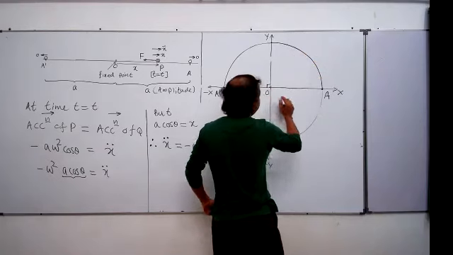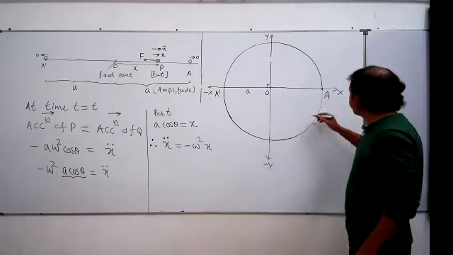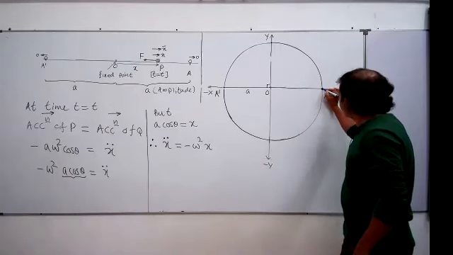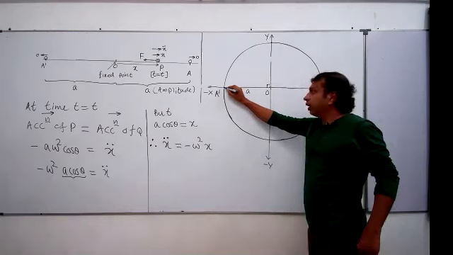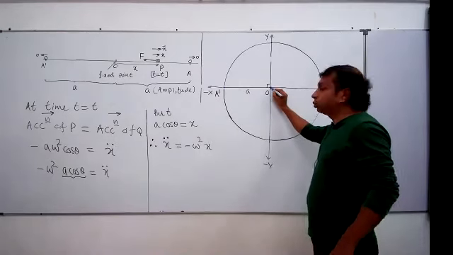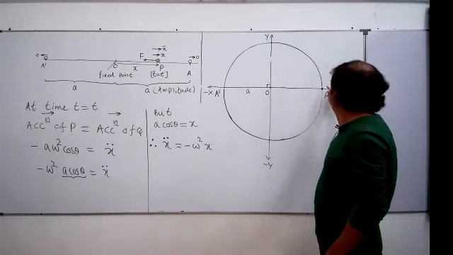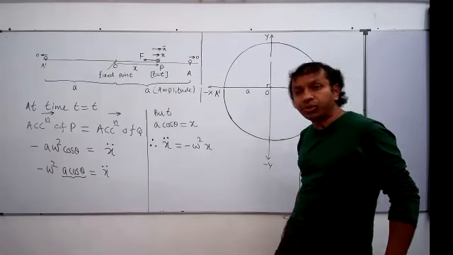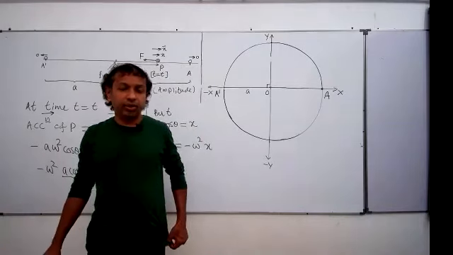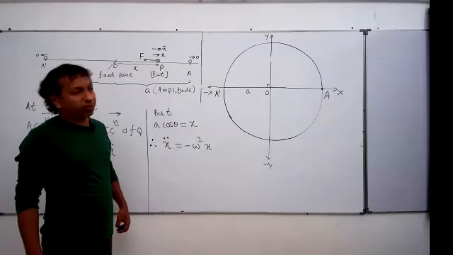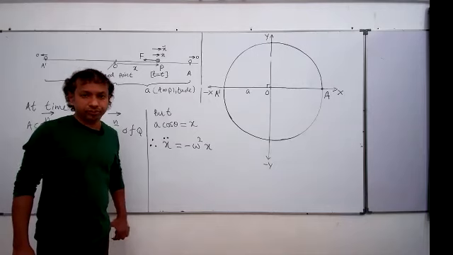Okay, now suppose that point Q begins its SHM from A, starting from A, passing through O, coming to A dash, and comes back to A through this O. Starting from A, going to A dash, coming back to A. That motion is defined as one oscillation of the simple harmonic motion.